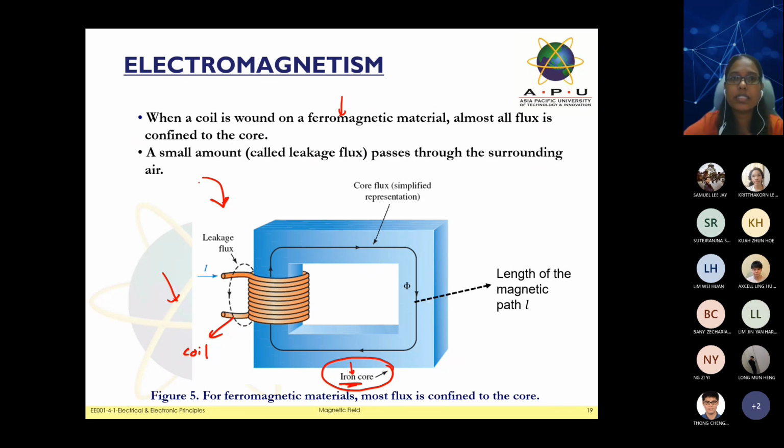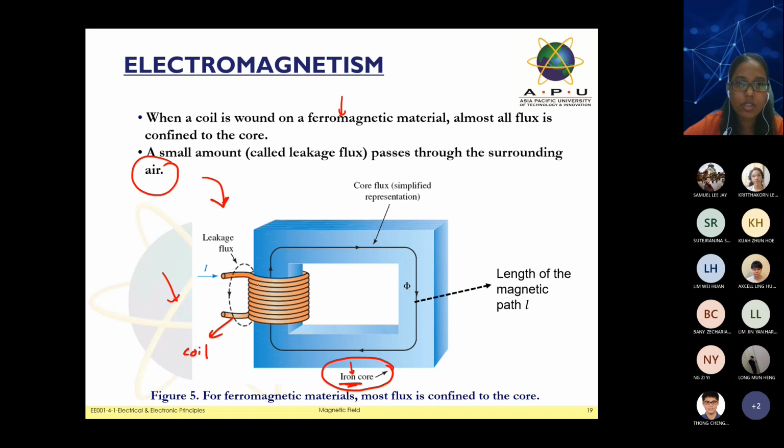Based on the second point, they say a small amount, which they call leakage flux, passes through the surrounding air. Sorry, the surrounding air. So air means free space, right? Free space. In terms of that, they show you. Just have a look at the pictures here.